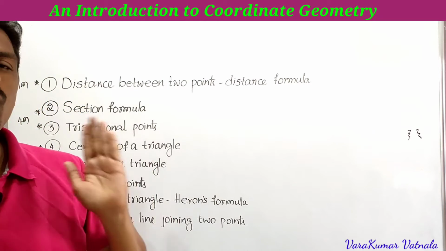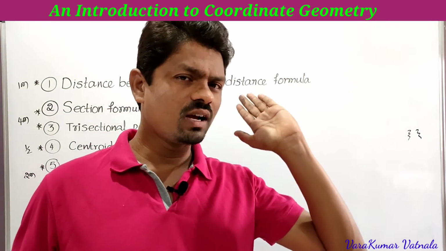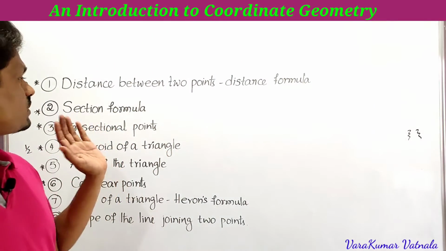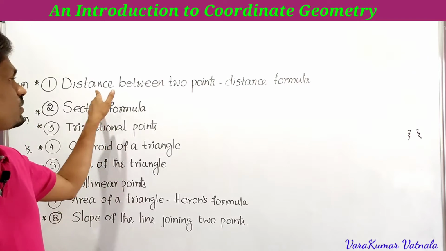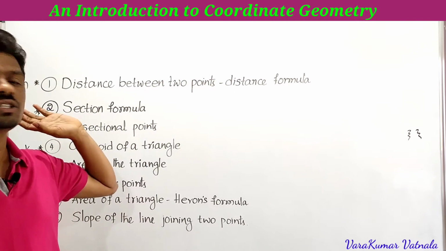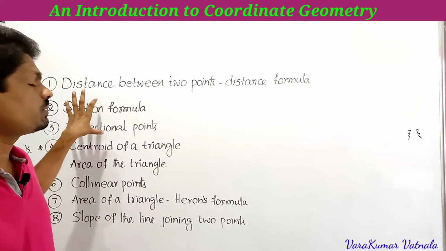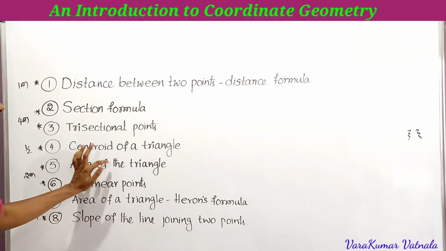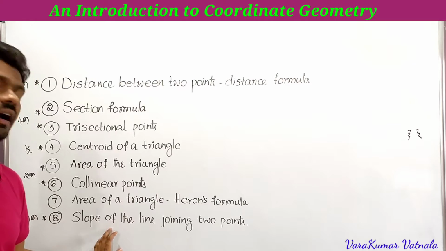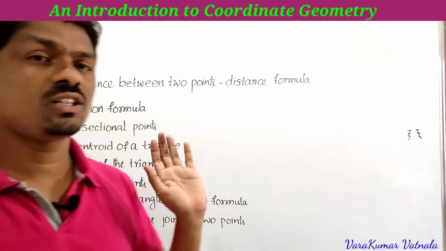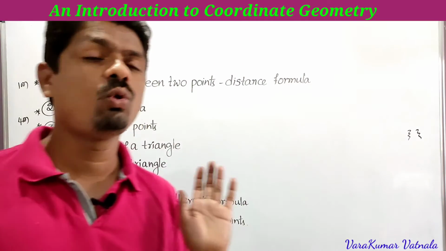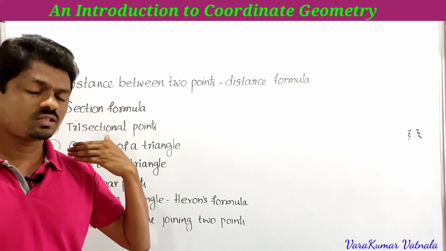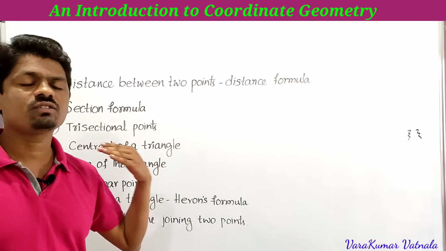Totally we have 4 exercises in the 7th chapter, coordinate geometry. First, second, third, fourth. First exercise totally depends on the distance formula. Second exercise depends on the section formula. Third exercise depends on the collinearity and area of the triangle. And the 4th exercise depends on the slope of the line joining the 2 points. So now we have to learn some formulas, that is the distance formula.